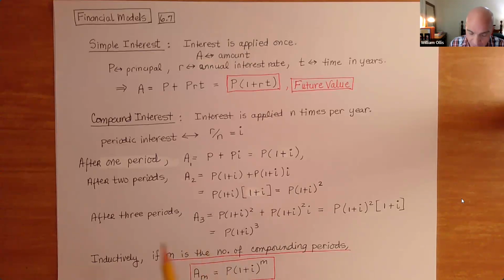Let's try it again. After 3 periods, this won't be any surprise. We take the amount that has accrued after 2 applications of interest, and to that we apply the periodic interest. Well, of course, not a surprise, when we factor the P times the 1 plus I raised to the second power, we're left behind with another copy of 1 plus I. So we see now that the amount after 3 periods, or 3 levyings of the interest rate, we have the corresponding power 3 on the 1 plus I.